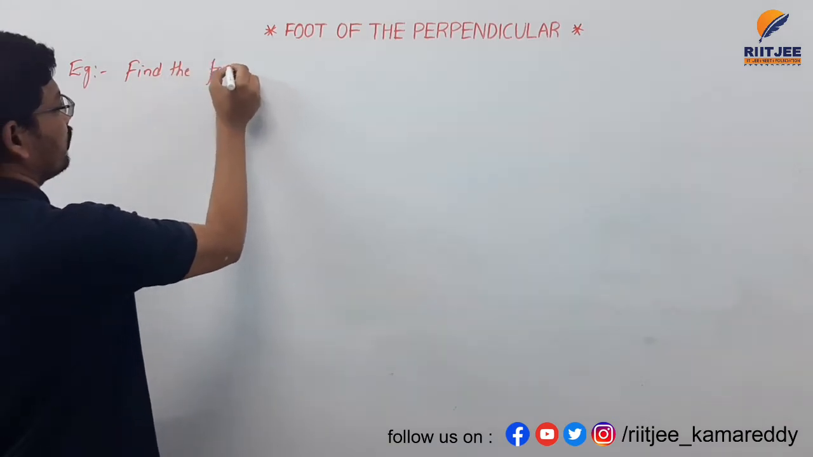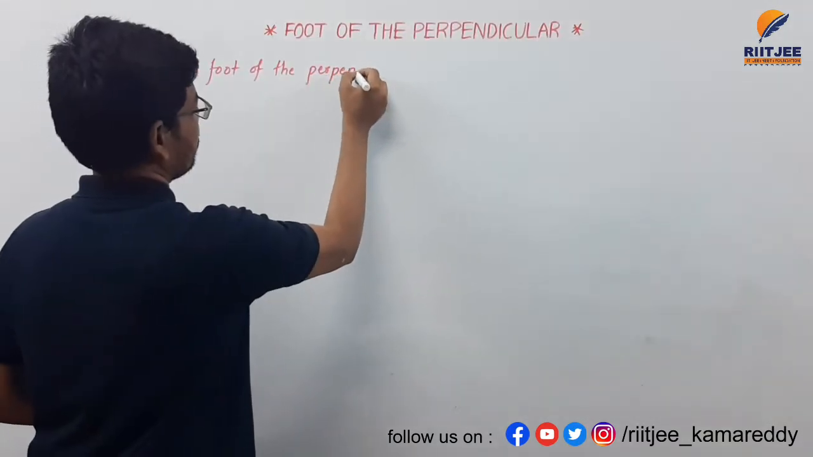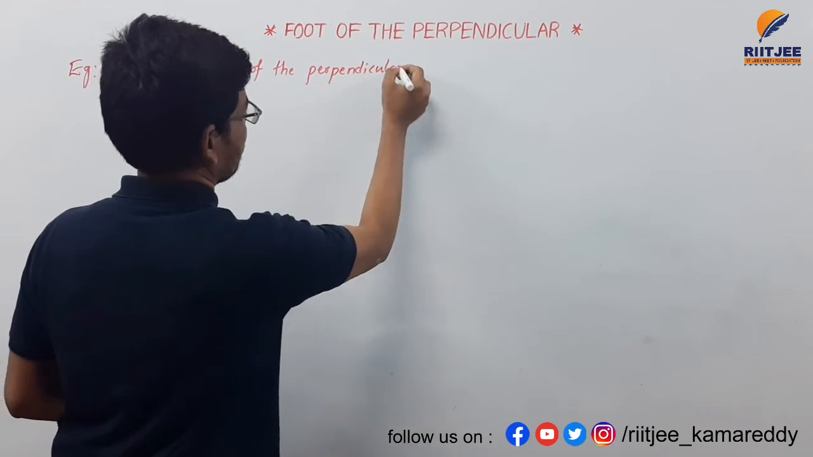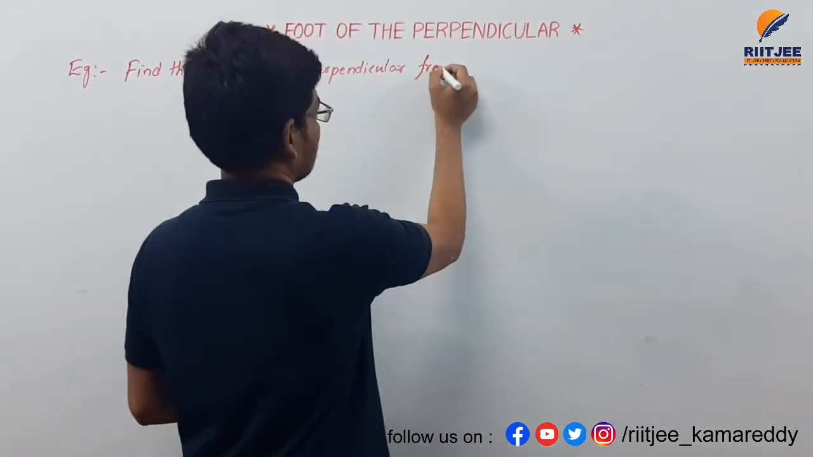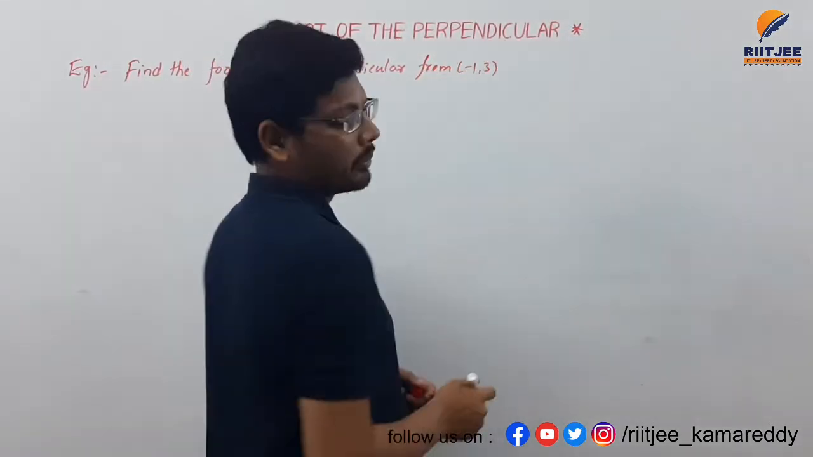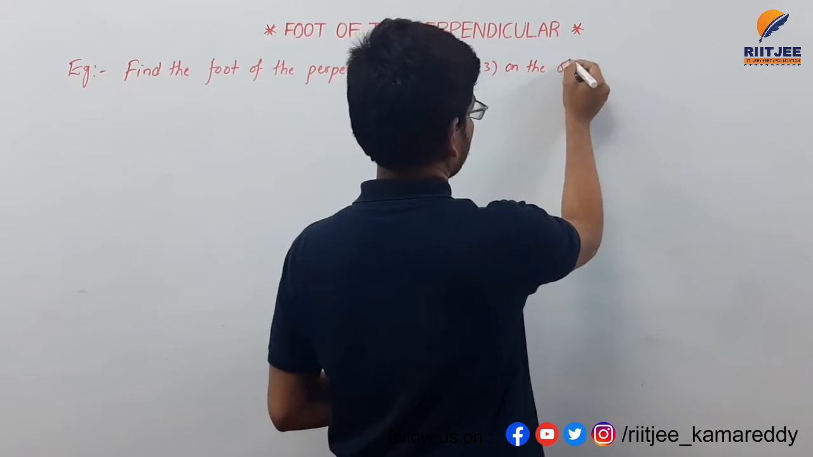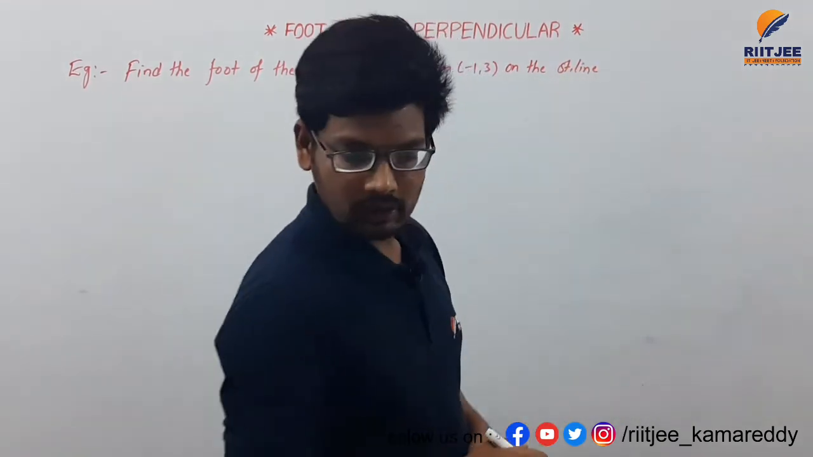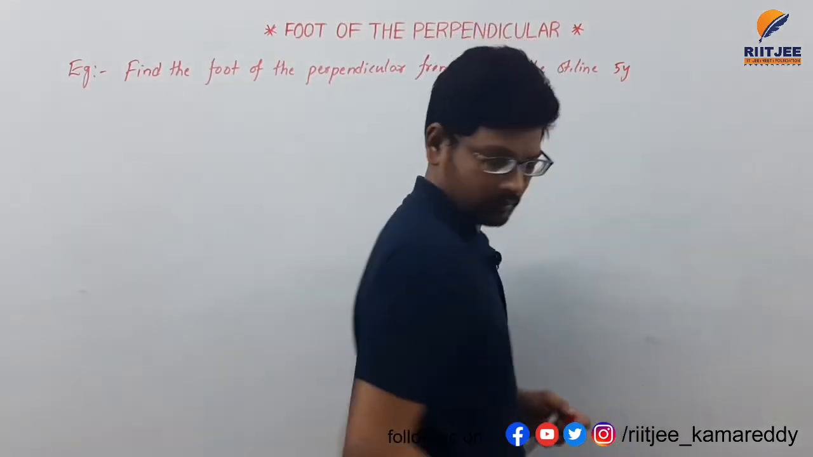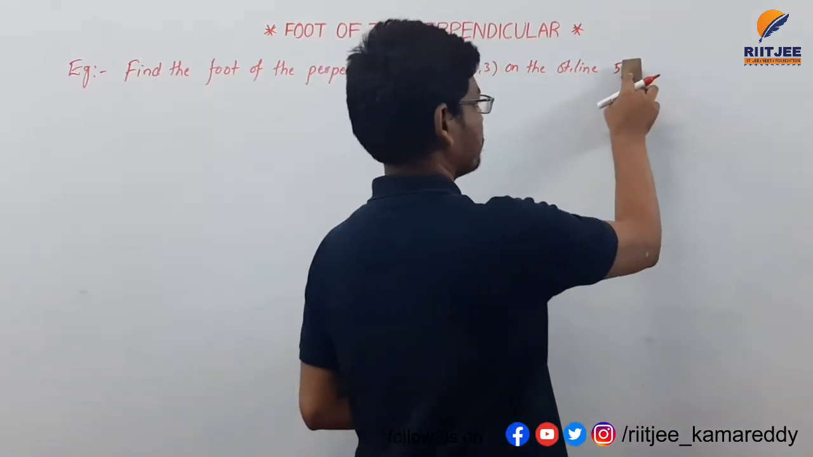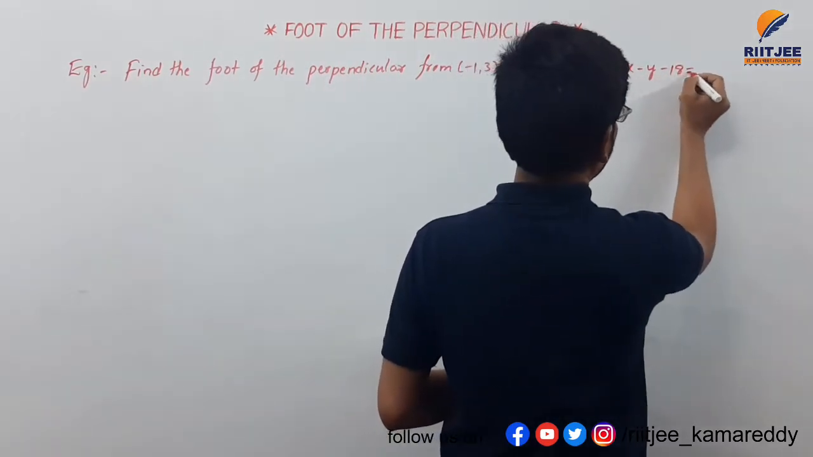Find the foot of the perpendicular from minus 1 comma 3 on a straight line 5x minus y minus 18 is equal to 0.